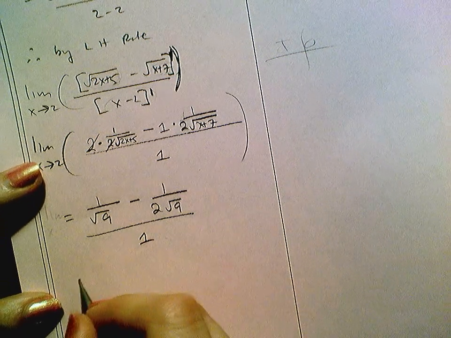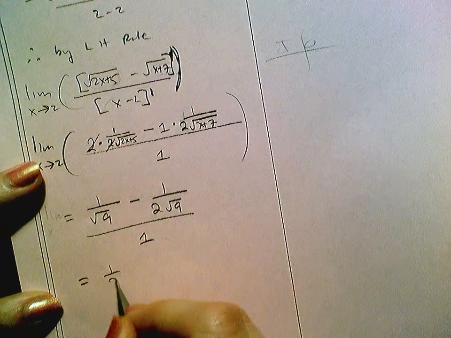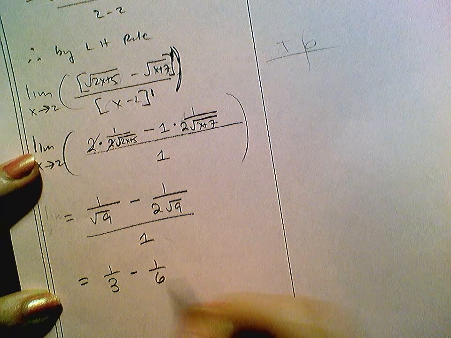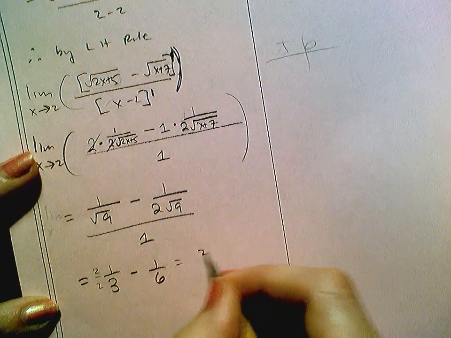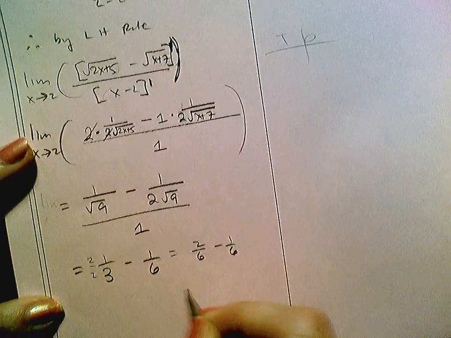So this is 1/3 minus 1/6. Okay, multiply that by 2 over 2. 2/6 minus 1/6 is 1/6. Ta-da!